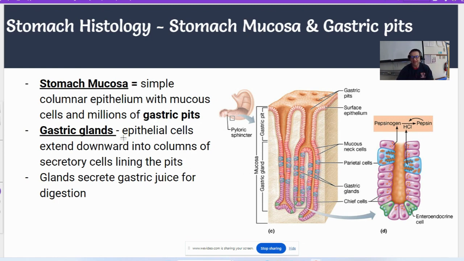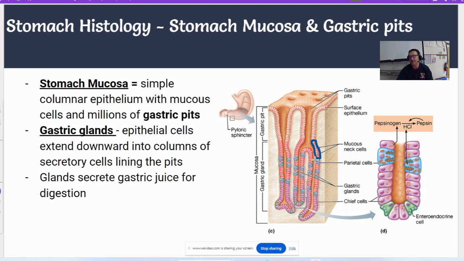You've got gastric glands within what's called gastric pits. Now, these are kind of like caves or caverns within the mucosa that go deep into the mucosa. And there's different cells here. So you've got mucus neck cells up here. You can probably guess what they excrete. They excrete mucus, and that mucus helps to protect the inner lining of the stomach from the hydrochloric acid.